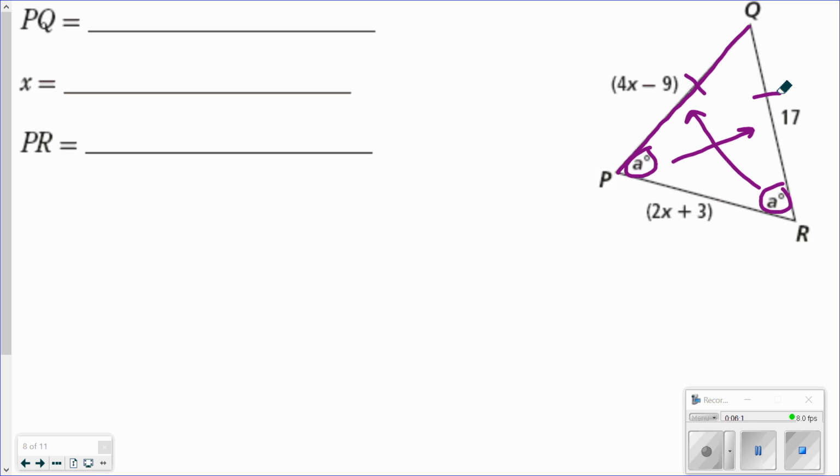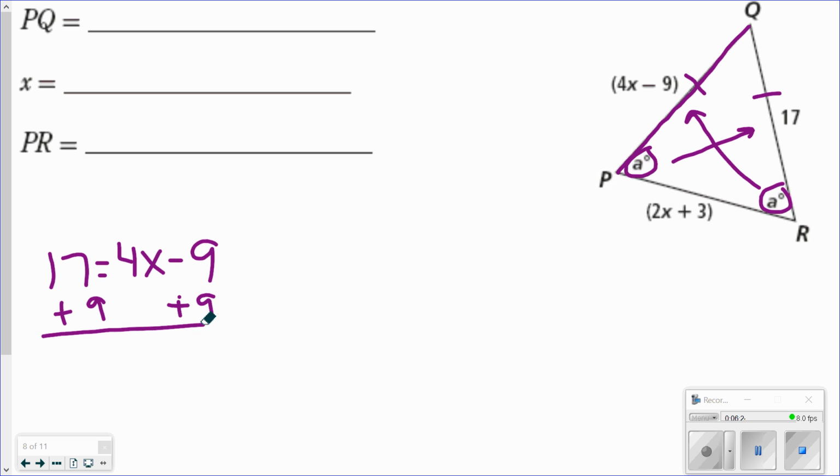So here we go. 17 is equal to 4X minus 9. Add 9 to each side, and I get 26 is equal to 4X. Divide by 4, and I get that 6.5 is equal to X.